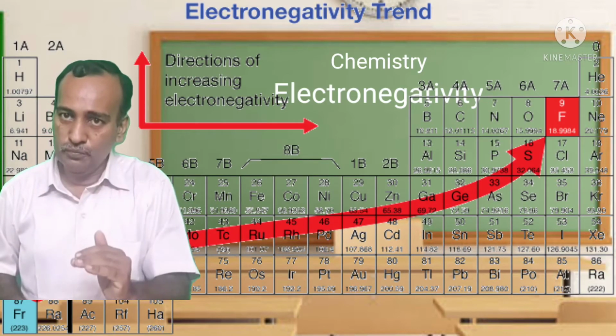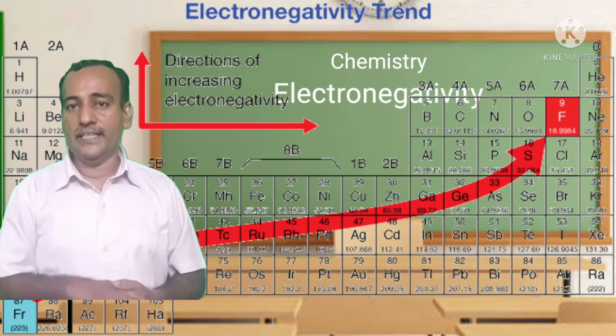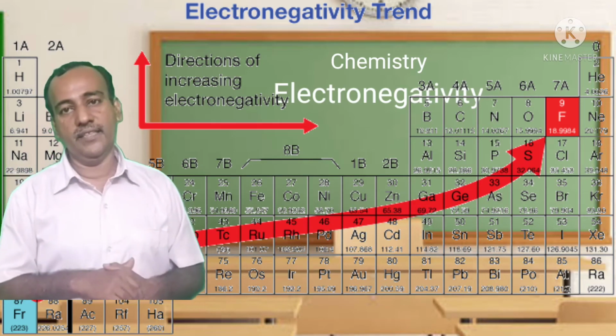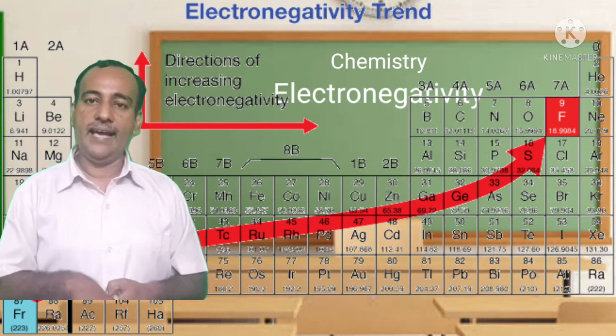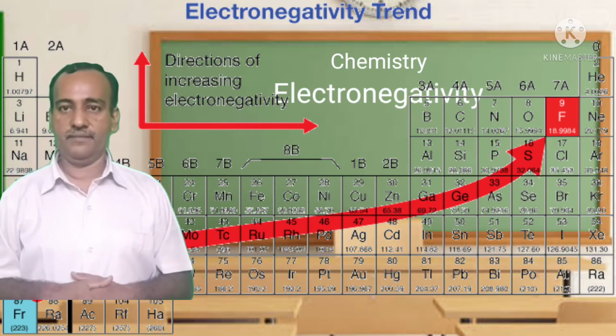We know fluorine is the most electronegative element in the periodic table. When we move from top to bottom, electronegativity decreases. Totally, if you are telling, electronegativity is very high in the case of halogens. Halogens are highly electronegative elements.